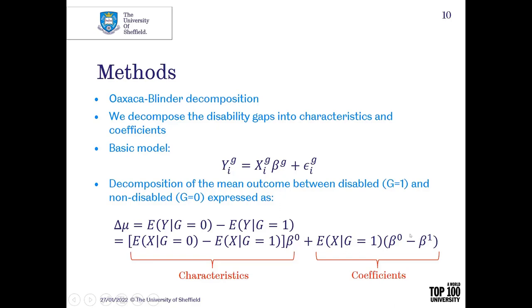So again, thinking about education, we might see that on average, disabled people with a degree actually have worse outcomes than non-disabled people with a degree. So the returns to education are lower for disabled people, which could be evidence of discrimination. So what we do is we break it down to the characteristics, sort of the explained part, and the coefficients, which is the unexplained part.